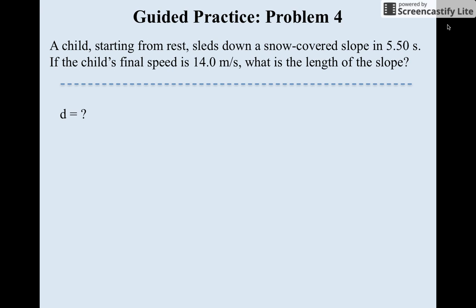We know that we're starting from rest, so the initial velocity is 0. And it tells us that our final speed is 14 meters per second. Well, you can think of that as a velocity of 14 meters per second if you're talking about 14 meters per second downhill. Our time is 5.5 seconds.